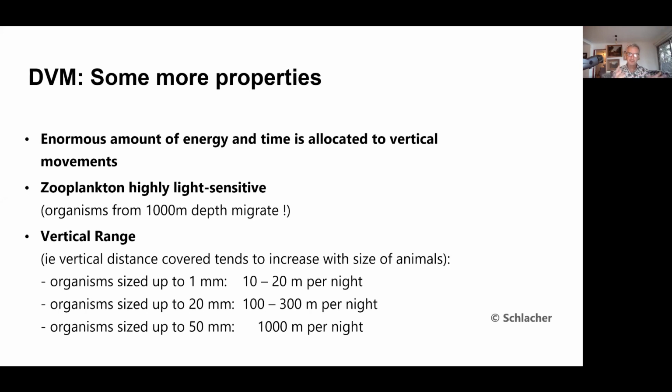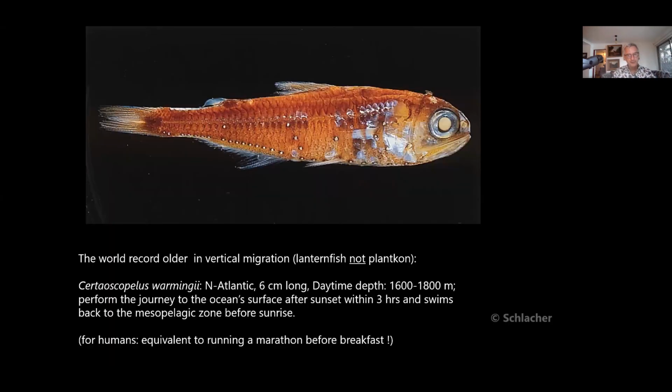So that behavior called the daily vertical migration is something quite extraordinary, and an enormous amount of energy and time is allocated to it. And the vertical ranges are also extraordinary. Some of the copepods, which are a millimeter, might go 10 to 20 meters per night. The mysids go up to about 300 meters. And some of the small fish or fish larvae can go a kilometer up and down every night.